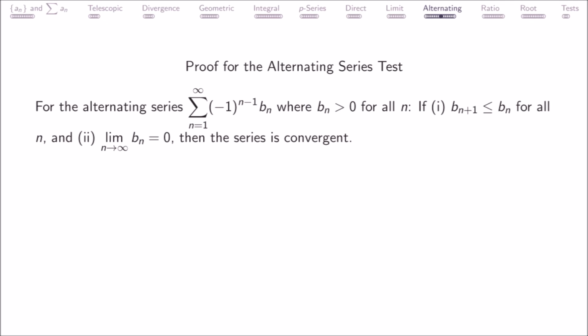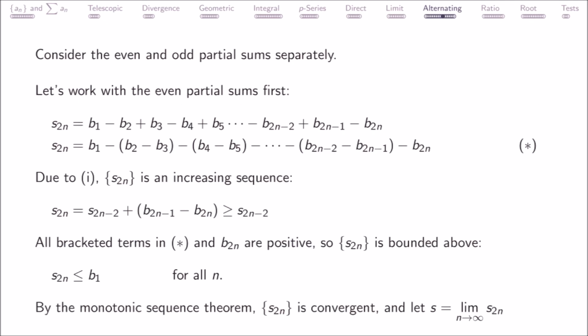Proof for the alternating series test. Here is a statement of the test. Consider the even and odd partial sums separately. Let's work with the even partial sums first. Due to I, sequence S2n is an increasing sequence. All bracketed terms in star and b2n are positive, so sequence S2n is bounded above. By the monotonic sequence theorem, sequence S2n is convergent, and let S equal limit S2n.